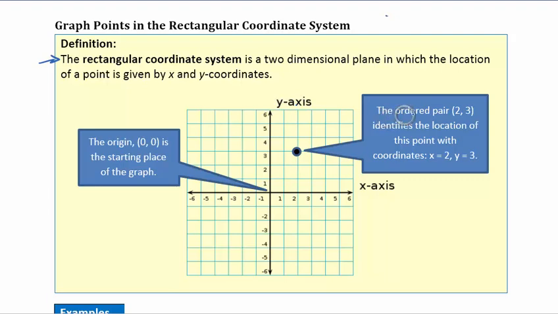So the ordered pair (2, 3) identifies the location of this point with the coordinates x equals 2, y equals 3. Starting with the origin here, which is (0, 0), and we call it the origin because this is always the starting place for any of our points. I'm going to count in the x direction to get to this point up here: 1, 2 in the x direction, and then 1, 2, 3 in the y direction to identify that point on this coordinate plane.